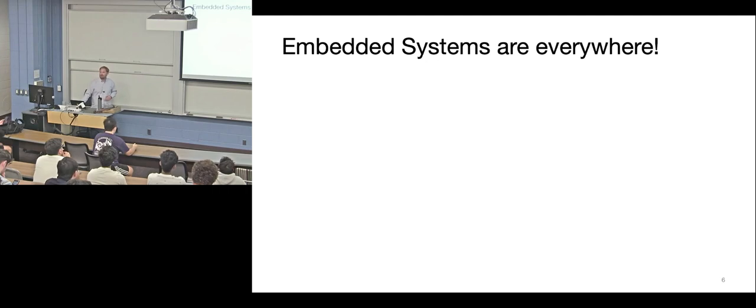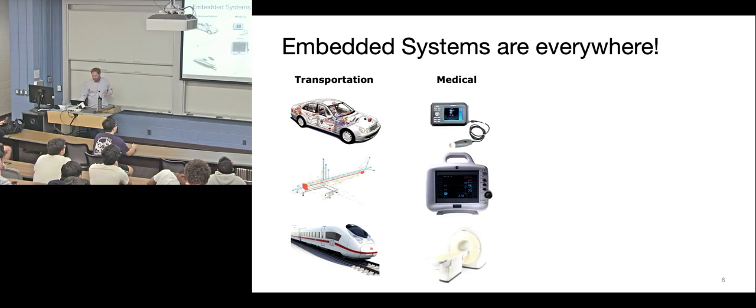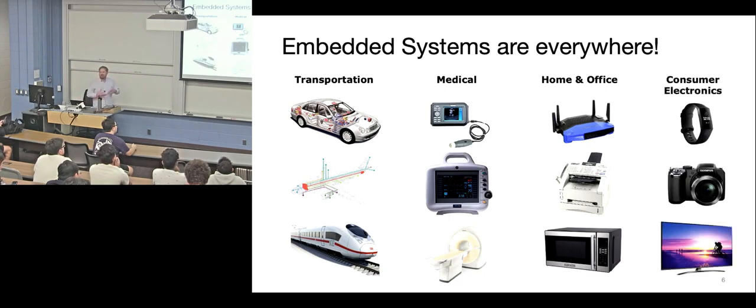Let's think about embedded systems. They're everywhere, right? On average, there are about 130 microcontrollers or embedded system processors of some type in a car, and they're all over planes and trains all over the world. You have them in medical devices, your home electronics and office stuff, and your consumer electronics. All these are classes of computing devices that do not have a traditional keyboard and screen. That's what you're going to be learning about this semester.